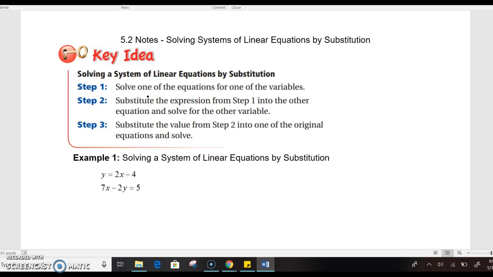So please take a minute to read through the steps and the key idea. This is always an important process to keep in mind and remember as we're working through, and then I'll just kind of talk you through those as you go. Okay, so we're going to start by looking at example number 1.